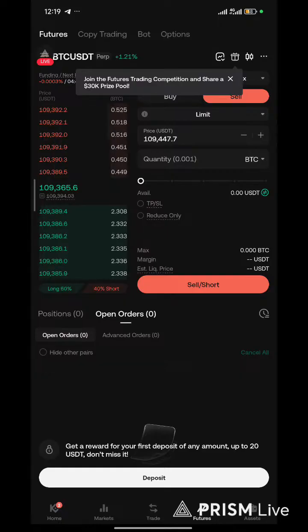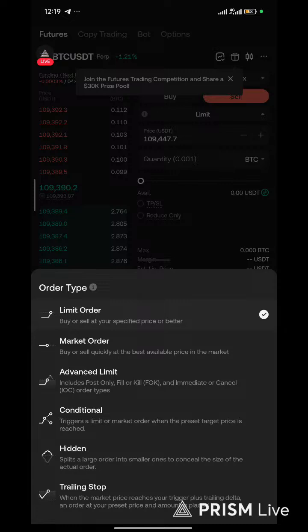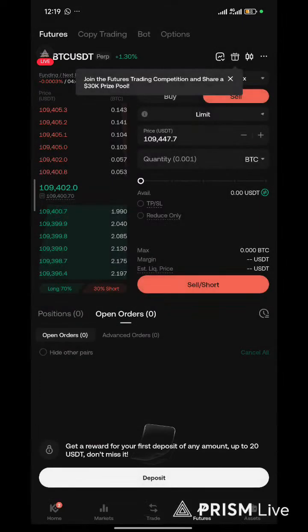We also have another order type, but for beginner principles I am going to explain only the limit order and the market order.